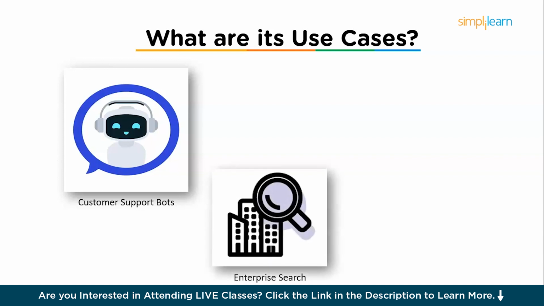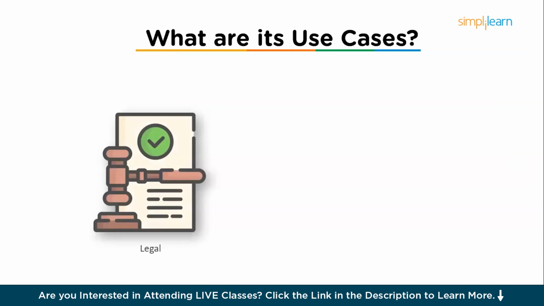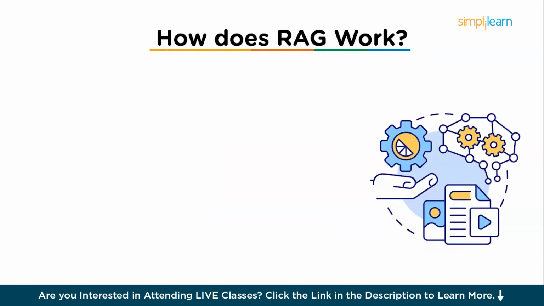So employees can ask questions and get answers from the company documents, manuals, or the HR policies. Then we have healthcare. Doctors can ask about treatment guidelines and RAG pulls information from the recent medical research papers. Then we have legal. The law firms can use RAG to find and summarize the case laws from a massive legal document repository. Then we have education, and students can ask questions and then AI finds the best answer from the textbooks or notes. So now let's move on and see how does RAG work.